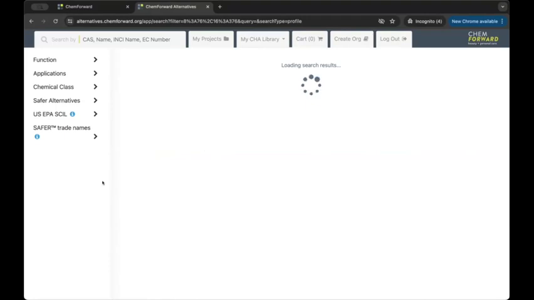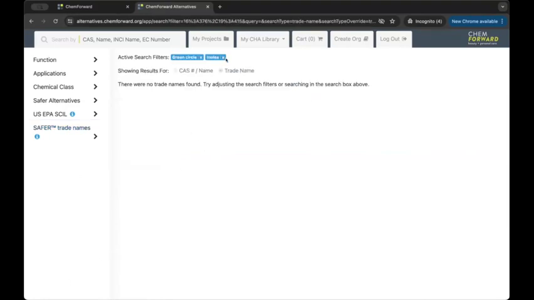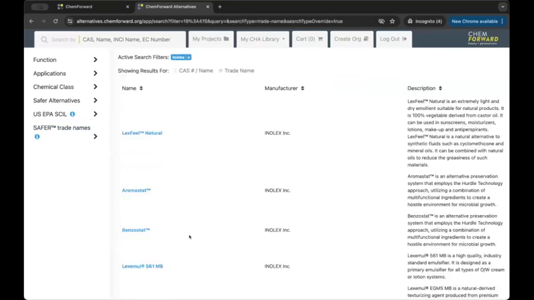While that loads, you'll note that this last one here is safer trade names. And this is part of our effort to not only include CAS-specific CHAs, but we also offer a repository of trade name ingredients that manufacturers can submit their products to. So we have a couple here from Angus, Canova, Dow, Analux is one that we have quite a bit from. Let me deselect for SCIL.